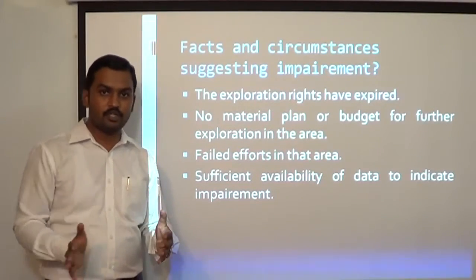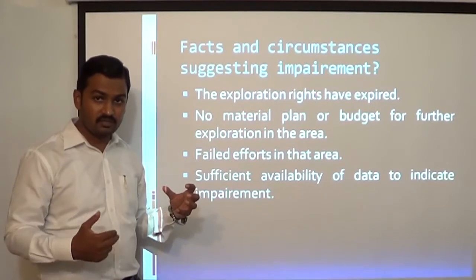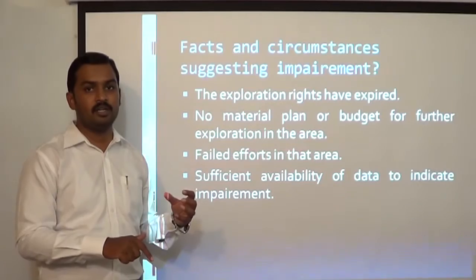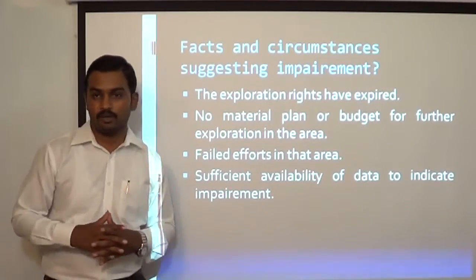So if you have incurred any expenditure during the year and capitalized it as a part of an asset, and there are situations which suggest that there is an impairment, you have to check this asset for impairment, and then a part of the asset might have to be debited to the P&L account as an impairment loss. Okay.